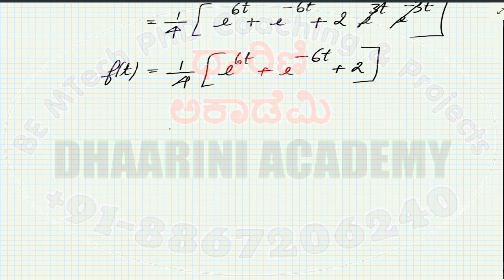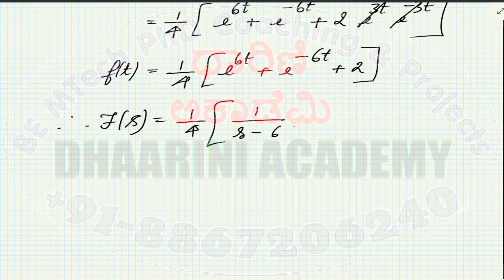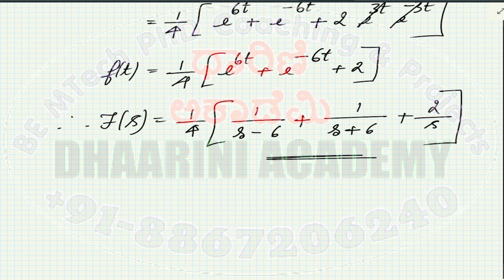Alright, now I can directly take its Laplace. Therefore, F of s is nothing but 1 by 4, which is a constant, will remain outside. So it's e to the at, and e to the at is 1 divided by s minus a, a being 6. Plus the next term, that is e to the minus 6t. From the table I come to know that if it is e to the minus at, it should be 1 divided by s plus a. So this is s plus 6, plus, it's a constant, so 2 becomes 2 by s. This is the required answer.